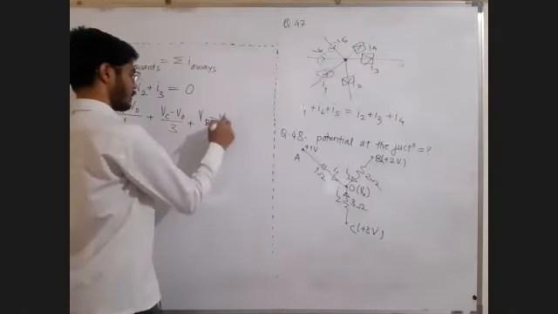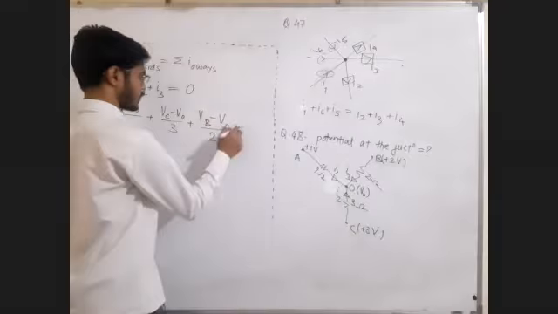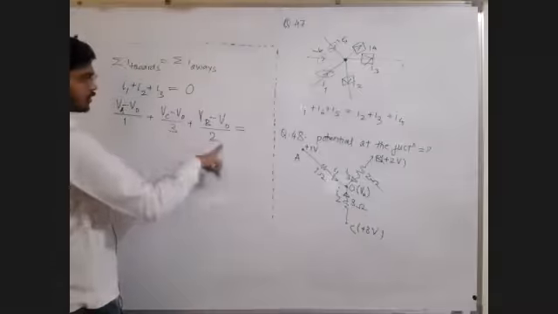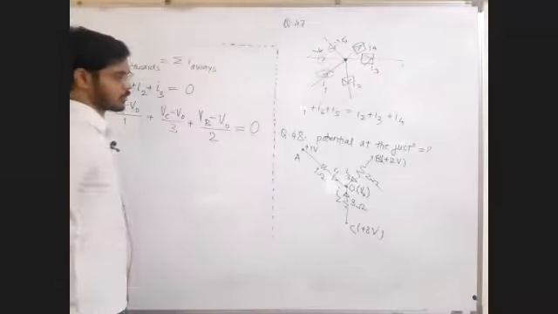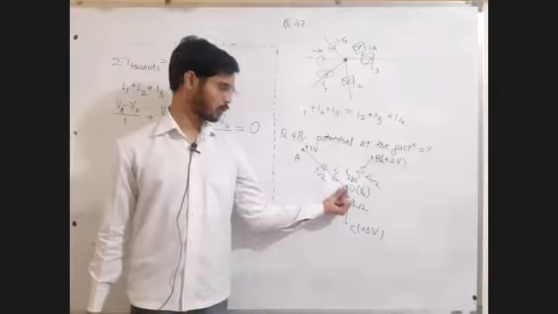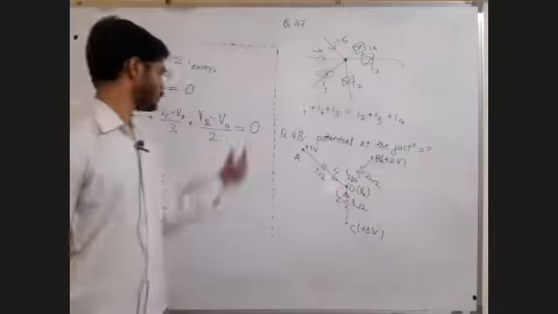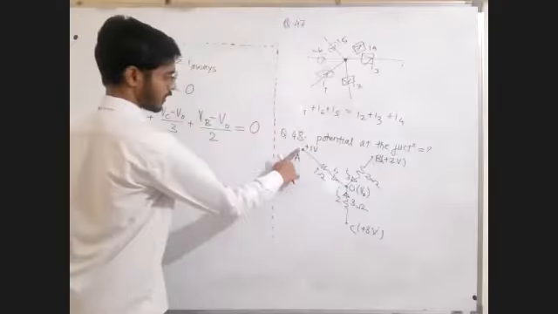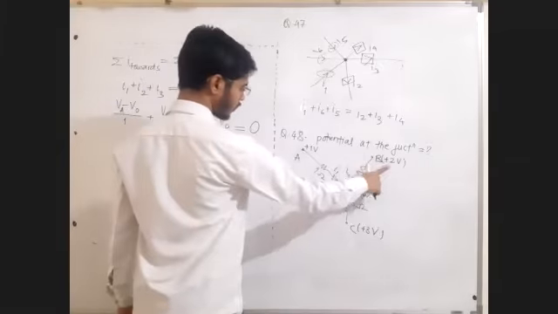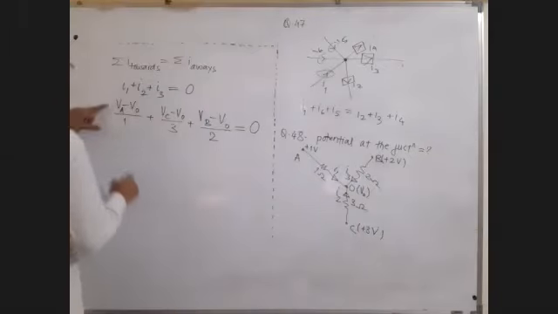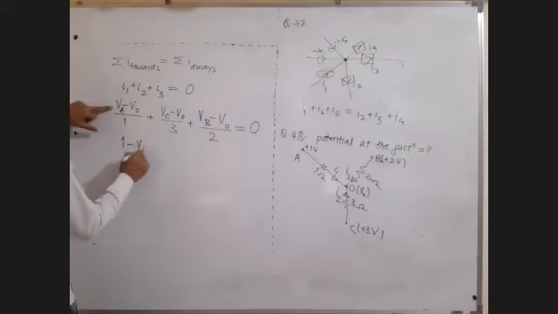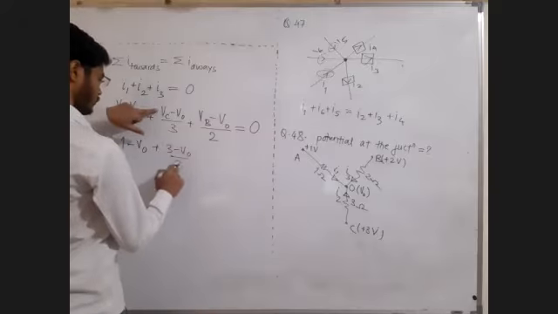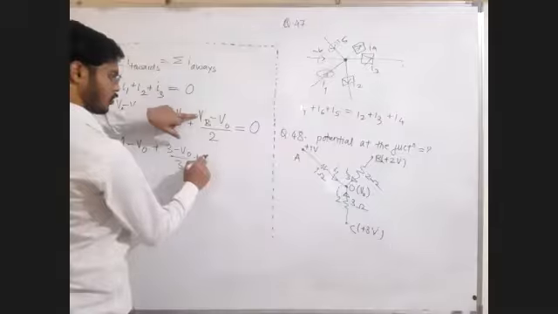VB minus VO upon 2 ohm resistance. All currents flowing toward the junction is equal to all currents flowing away from the junction. Right now there is no current flowing away from the junction, so we have to write it equal to 0. Put the values of VA 1 volt, VC 3 volt, VB 2 volt.